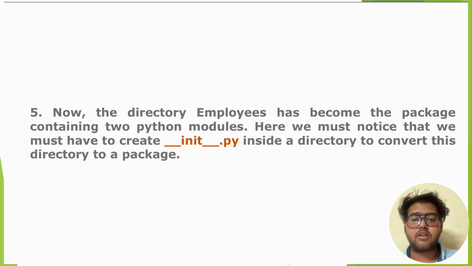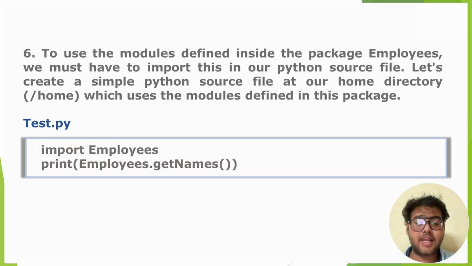Now the fifth step, the directory employees has become a package containing two Python modules. Here we must notice that we have to create __init__.py inside the directory to convert this directory to a package. This is very important. So in the last step, to use the modules defined inside the package employees, we must import this in our Python source file. Let's create a simple Python source file in our home directory, which uses the modules defined in this package, which are import employees. As you can see in the Python code.